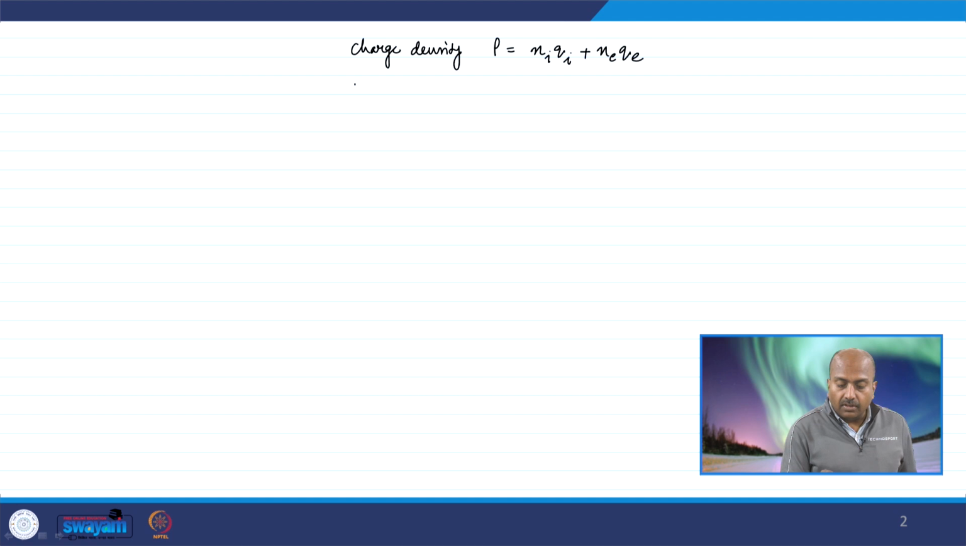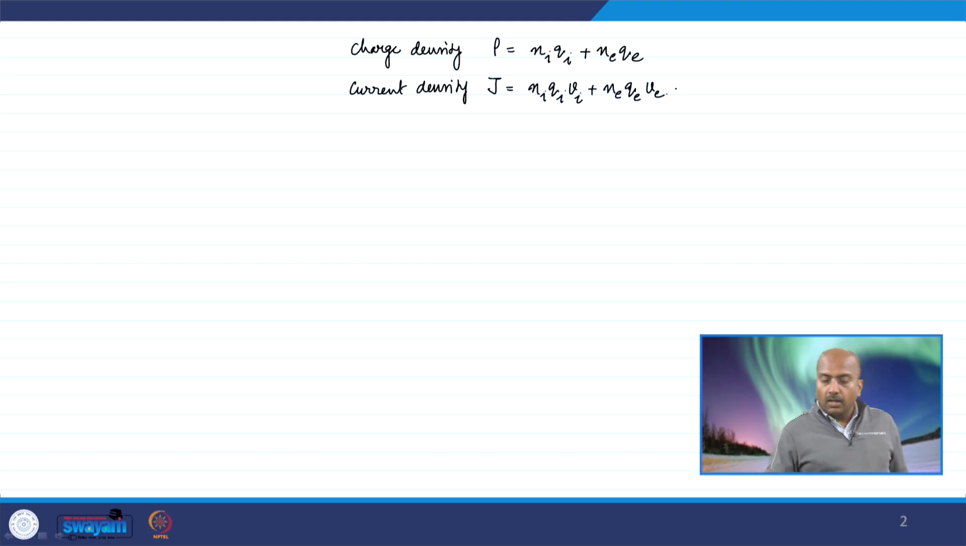And the current density, because there is movement, can be written as J, which equals Ni Qi Vi plus Ne Qe Ve. Let us call this equation number 1, this equation number 2. So these are the basic properties of plasma.